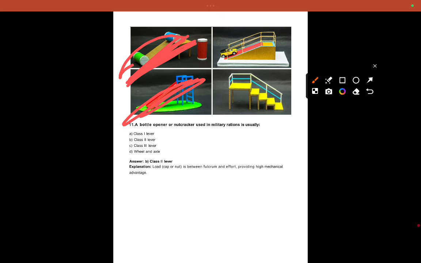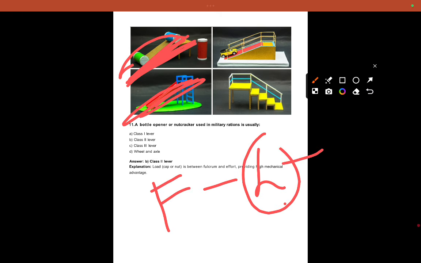Okay, question number 11: a bottle opener or a nutcracker used in military rations is usually a what? That's a class 2 lever. A bottle opener and nutcracker are class 2 levers. That is how, in a class 2 lever, the load is between the fulcrum and effort. This is about the class 2.